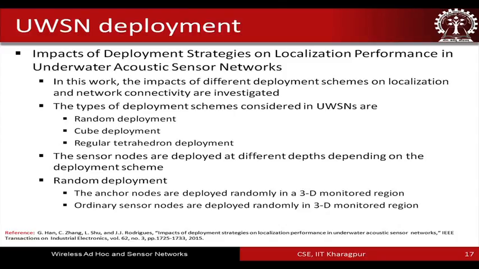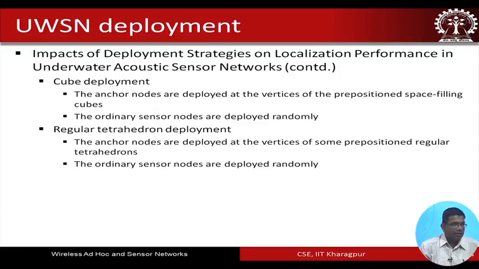In the random deployment, the anchor nodes are deployed randomly in a 3D monitored region. The ordinary sensor nodes are deployed randomly in the 3D monitored region as well. In a cube-like deployment, the anchor nodes are deployed at the vertices of prepositioned space-filling cubes. The ordinary sensor nodes are deployed randomly around those. In the regular tetrahedron deployment, the anchor nodes are deployed at the vertices of prepositioned regular tetrahedrons, and the ordinary sensor nodes are deployed randomly around them.